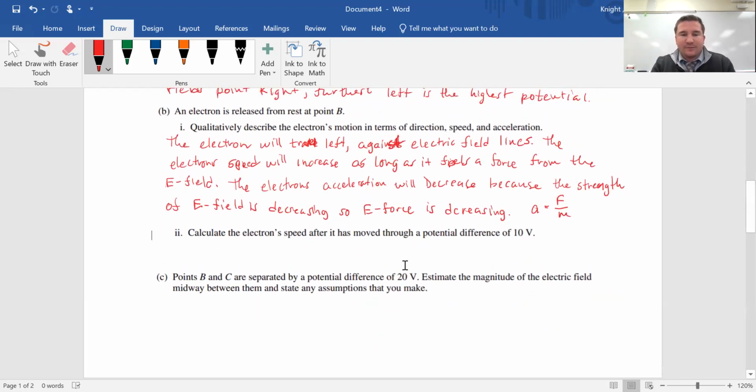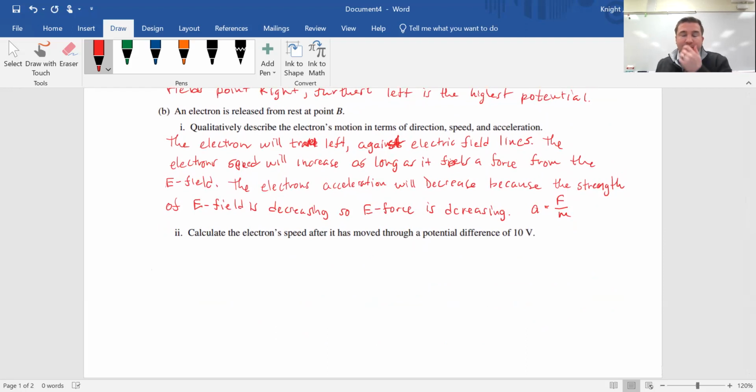Calculate the electron's speed after it has moved through a potential difference of 10 volts. So here we have to use a little conservation of energy, right? Potential energy is VQ.